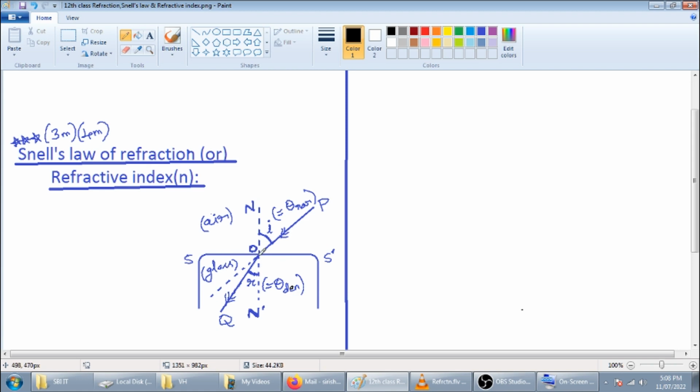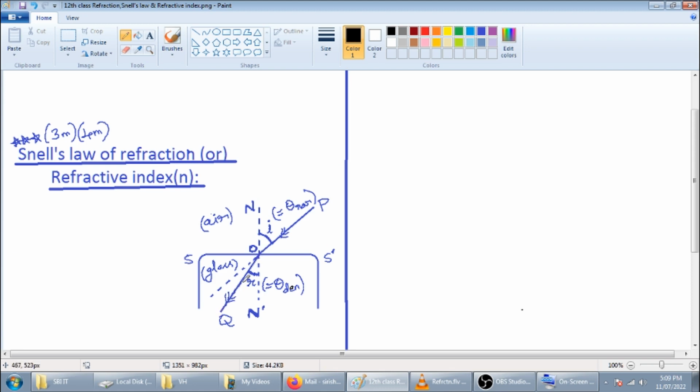Exactly at this point O, separating the two media, the light ray bends in a different direction. Instead of taking the same direction of incidence, it's taking a different direction because it's bending, going along the direction OQ. So OQ is the refracted ray.